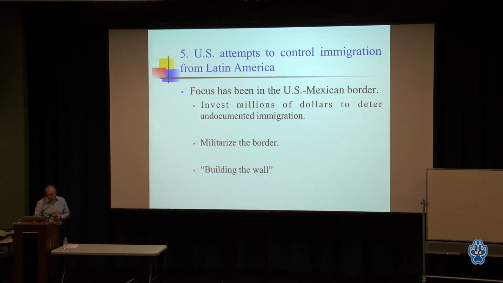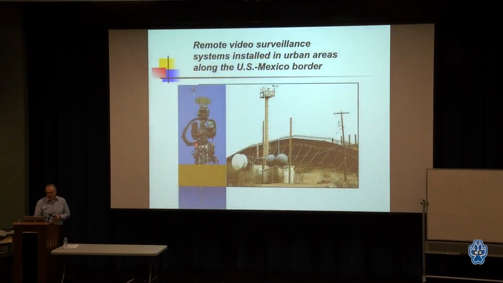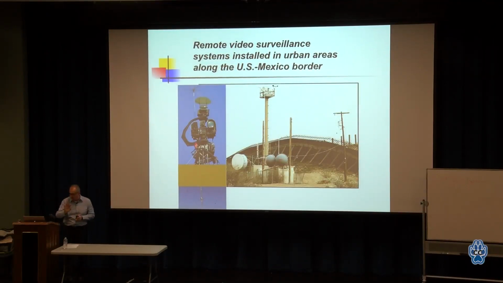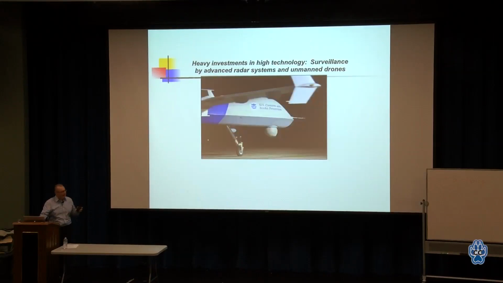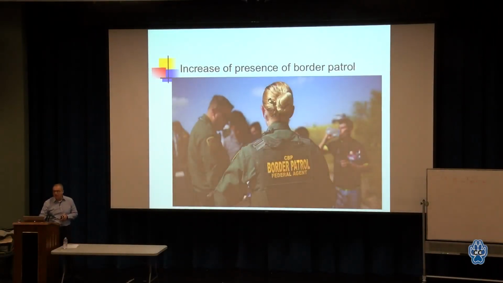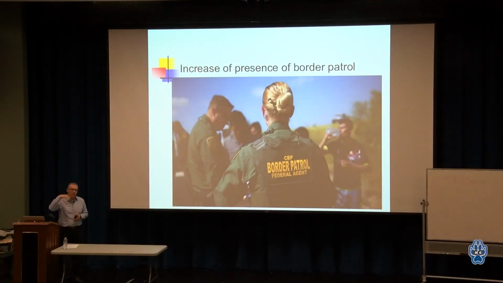And I want to showcase that with a couple of images and pics. So this is the kind of technology that the border folks have to deter immigrants. So they have remote video surveillance. They have these aircrafts to monitor and deter the immigrants from actually crossing into the United States. And of course, the increased presence of the Border Patrol. The number of folks being hired has just skyrocketed.